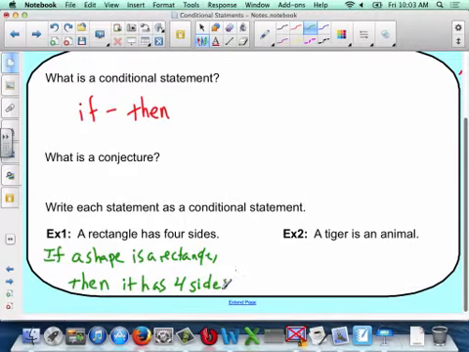That wasn't so bad, right? If a shape is a rectangle, then it has 4 sides. So that's all we did. We just rewrote that statement as a conditional statement.